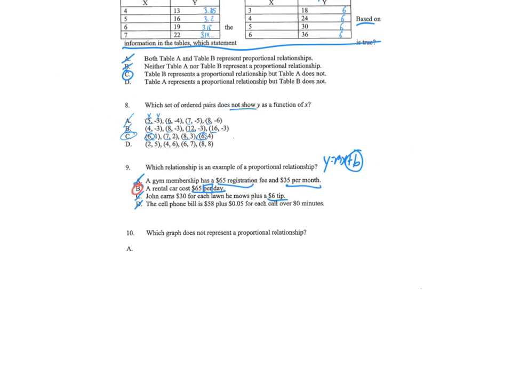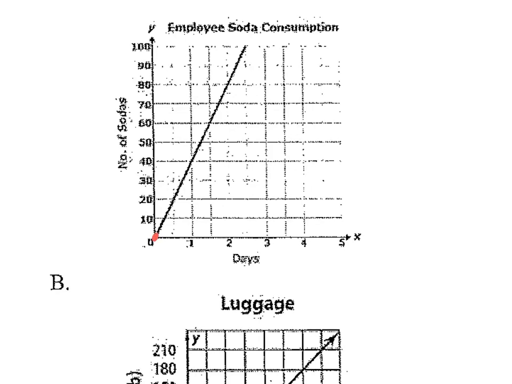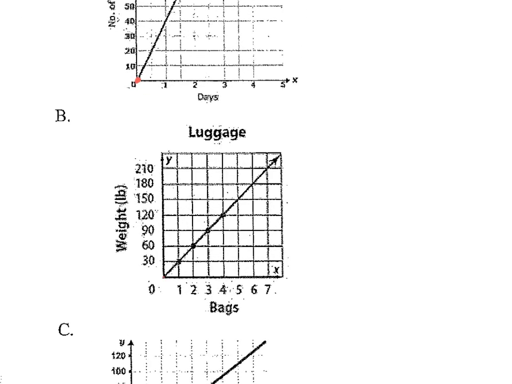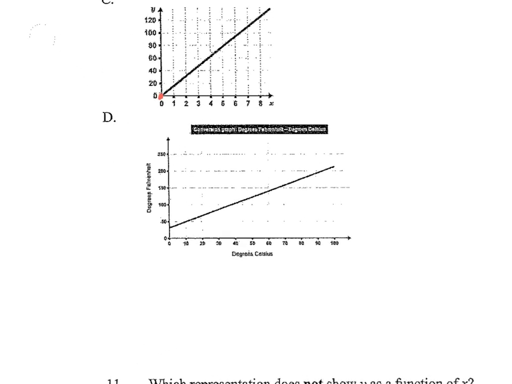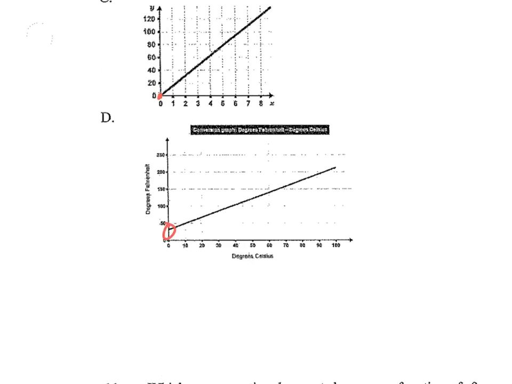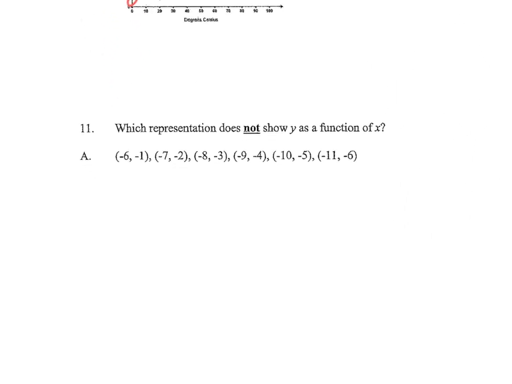Number 10 says, which graph does not represent a proportional relationship? So remember, whenever we're looking at these, it has to be a straight line and it has to go through 0, 0. Unfortunately, all these are straight lines, so that doesn't do me any good. So A goes through 0, 0. That's proportional. B also goes through 0, 0. C also goes through 0, but D, however, does not start at 0. So that one is going to be our non-proportional relationship.